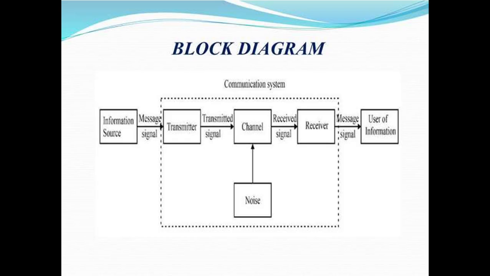This is the block diagram of a communication system. First one is an information source. Information source is any type of message signal, video, audio, or any signal, which is given to the transmitter, and then the signal is called the transmitted signal. The transmitted signal is next sent into the channel, and then the channel transmits the signal to the receiver. The receiver receives the signal. After the receiver, the user recovers the original message signal. This is called the block diagram of communication systems.